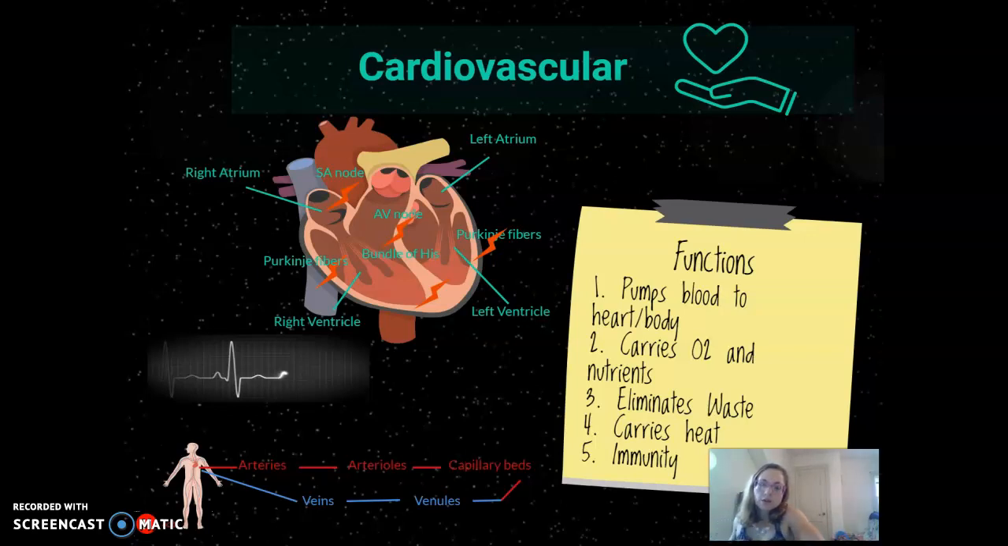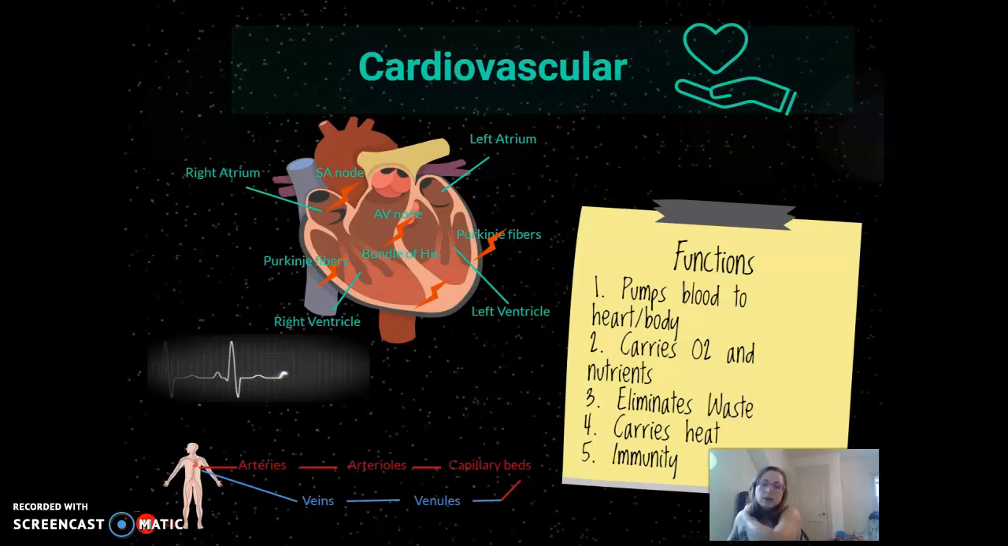So your heart is also electrical. So we have the SA node here. This is your pacemaker. Sends an electrical impulse to your AV node. Goes down the bundle of His and then through the Purkinje fibers. And as a nurse, I would read that as an EKG. So you will learn about that in nursing school. This is what we want it to look like if it's a normal rhythm.